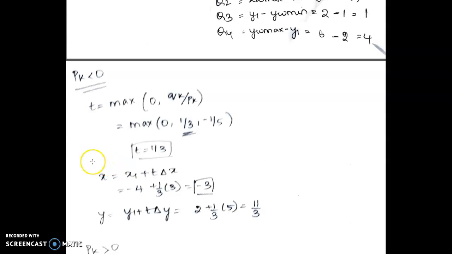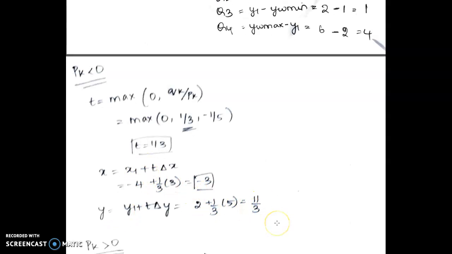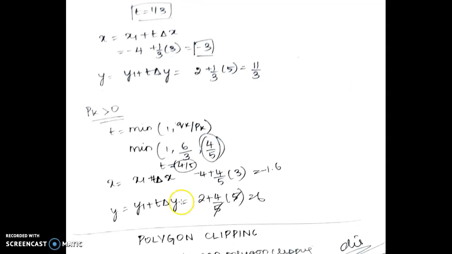And next we apply this formula. x equals x1 plus t into del x, so we get minus 3. y equals y1 plus t into del y. If you substitute the t value, del y, y1 value and x1 value, we will get 11 by 3 and minus 3. And similarly, we will do the next one.